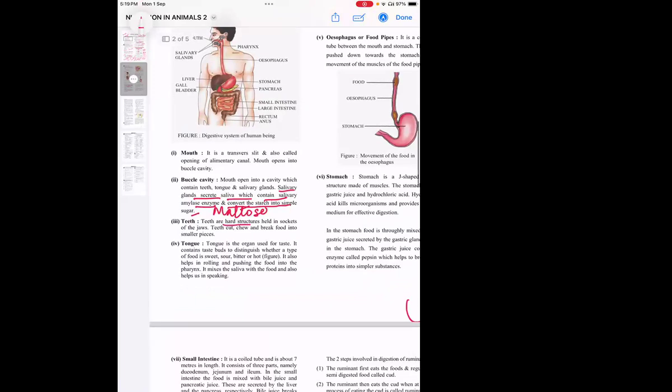Teeth are hard structures held in the sockets of the jaw. We have the upper and lower jaw. Teeth cut, chew, and break food into smaller pieces. Then the tongue. The tongue is the organ used for taste. It contains taste buds so that we can identify what type of food it is, whether it is sweet, sour, bitter, or any other kind. It also helps in rolling and pushing the food into the pharynx. The main function of the tongue is to roll the food and mix it with the saliva, and after that push it to the next part, the esophagus.